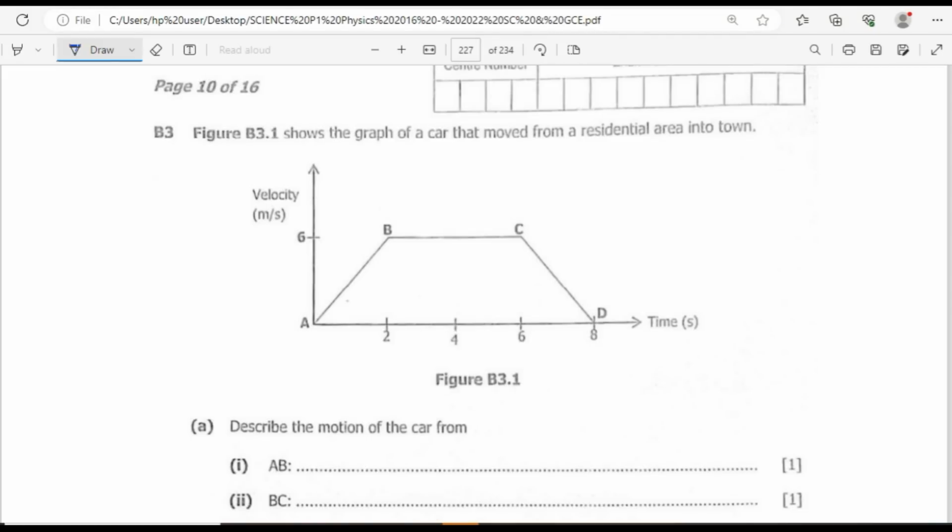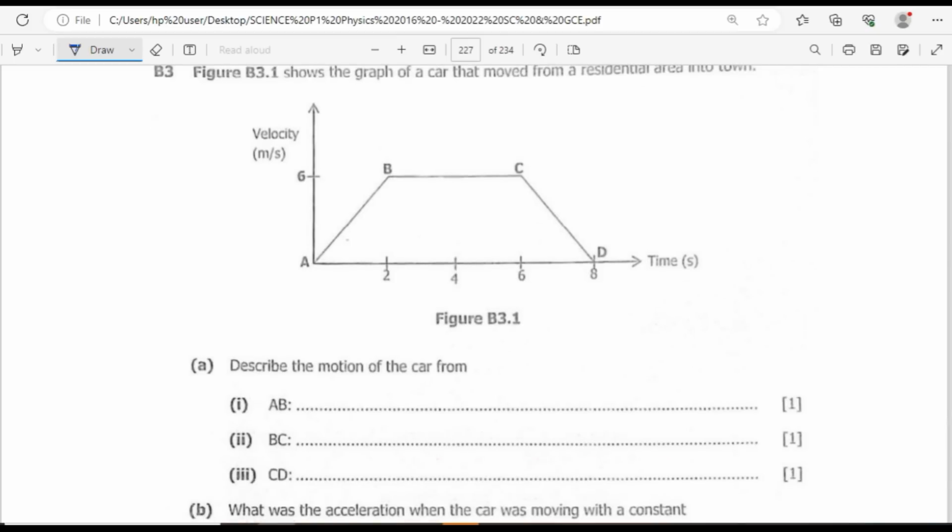Okay, so now we have a question where we are given a velocity time graph. Figure B 3.1 shows the graph of a car that moved from a residential area into town. Okay, so we can see that we have been given some letters. So describe the motion of the car from AB. So let's analyze AB. AB is just a straight line here.